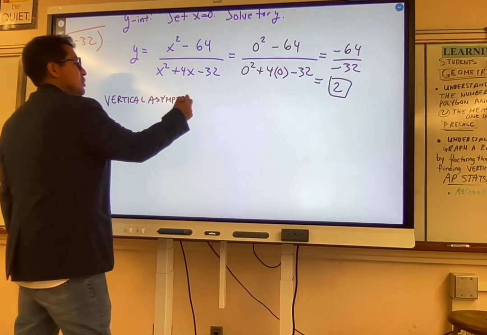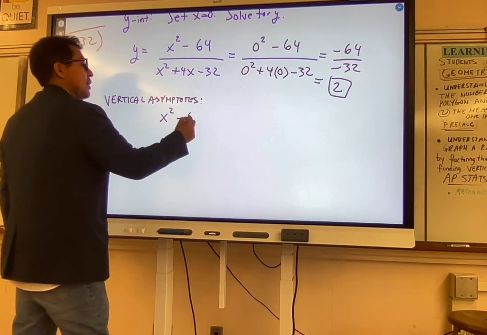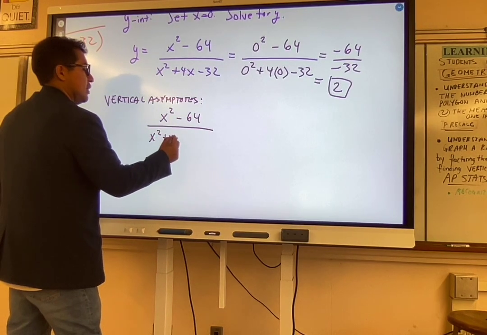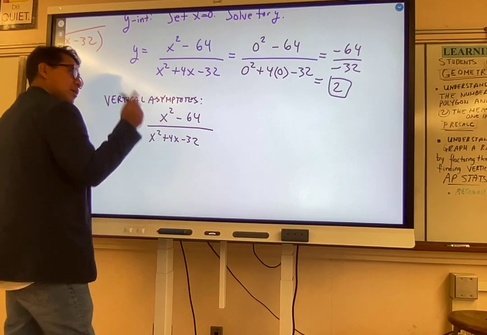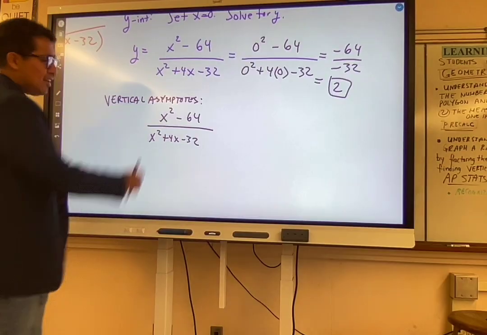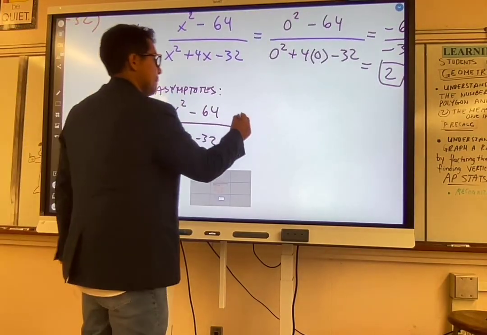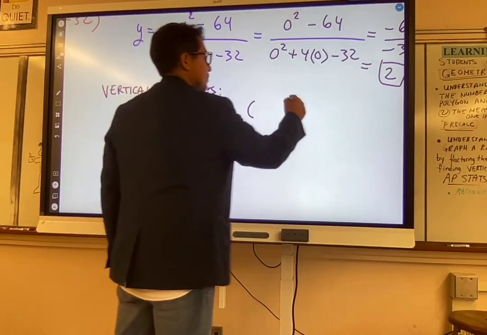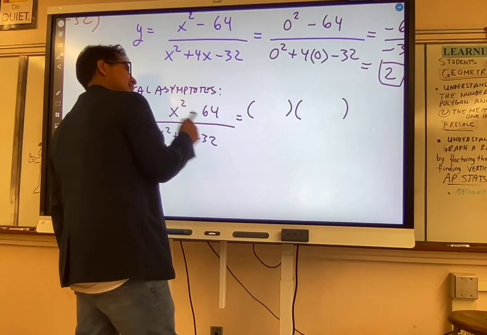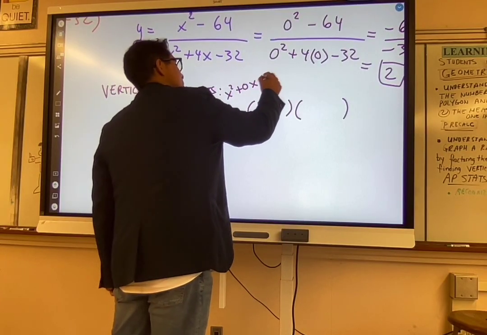So for my vertical asymptotes, we need to look at the original expression, x squared minus 64 all over x squared plus 4x minus 32. And we ask ourselves, what x values, when I plug them in, will create division by 0? That's kind of hard to see in this form. So let's do a little trick, which is factoring, right? If I factor the top, notice that this is one of those add in the invisible 0 problems. X squared plus 0x minus 64.